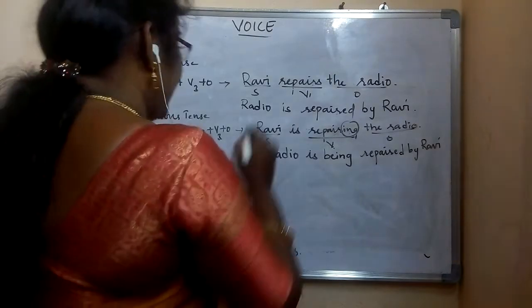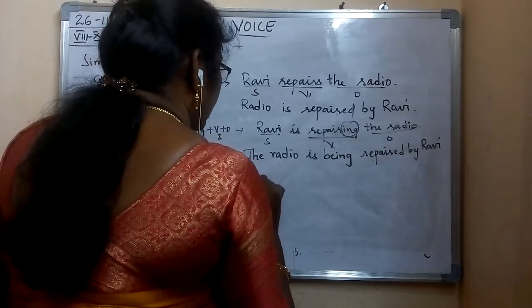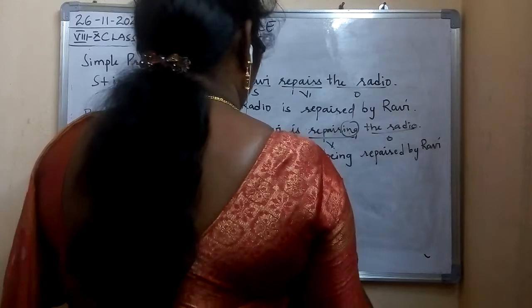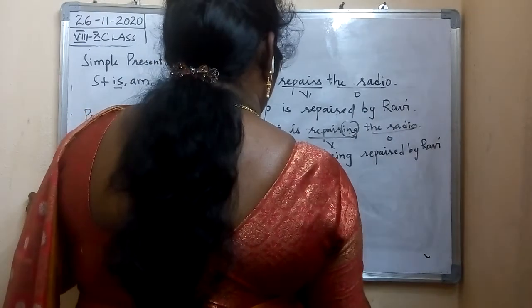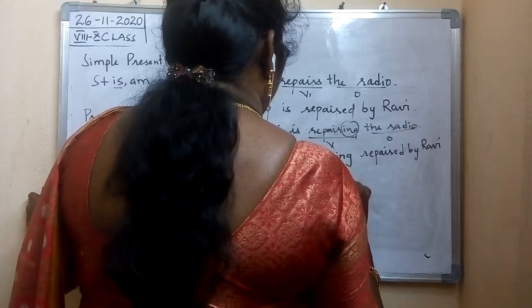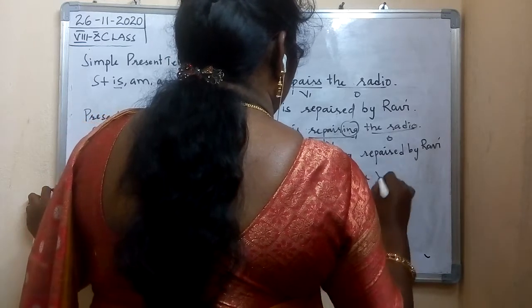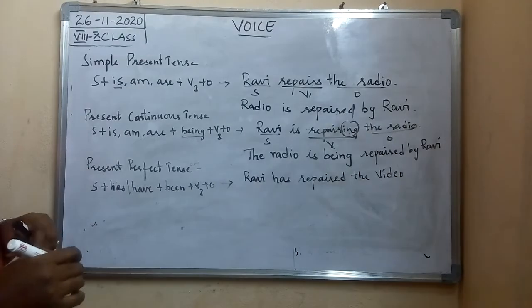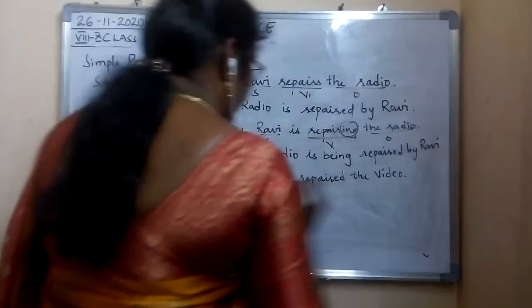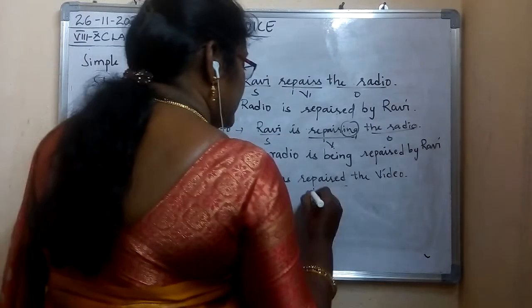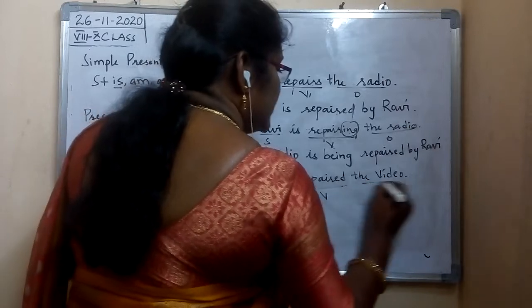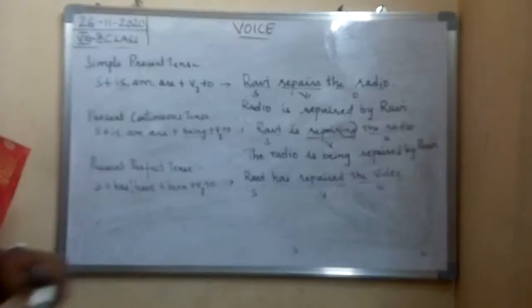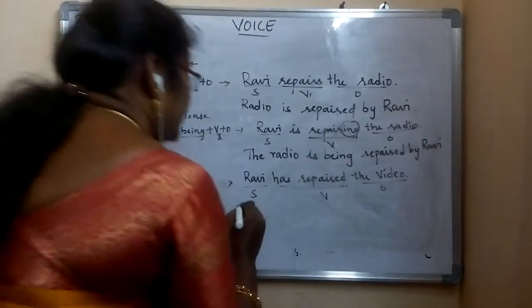So now here, if I take the same sentence, Ravi has repaired the radio. Okay, now, Ravi has repaired the radio. This sentence I have given. Now this is what? Subject. This is what? Verb. And this is what? Object. So now you have to change this sentence into passive voice.